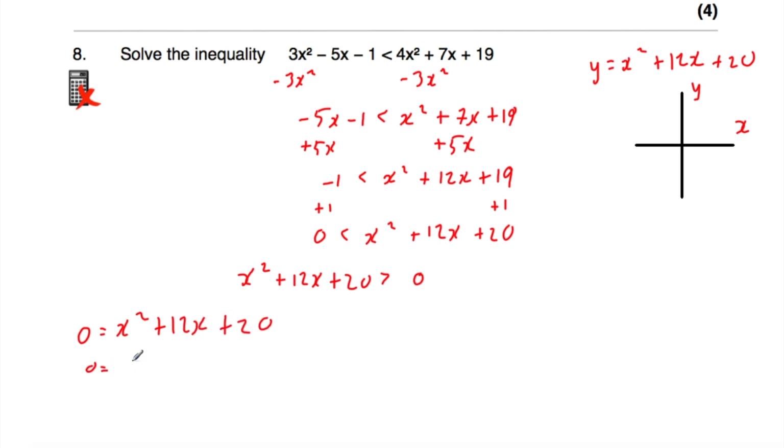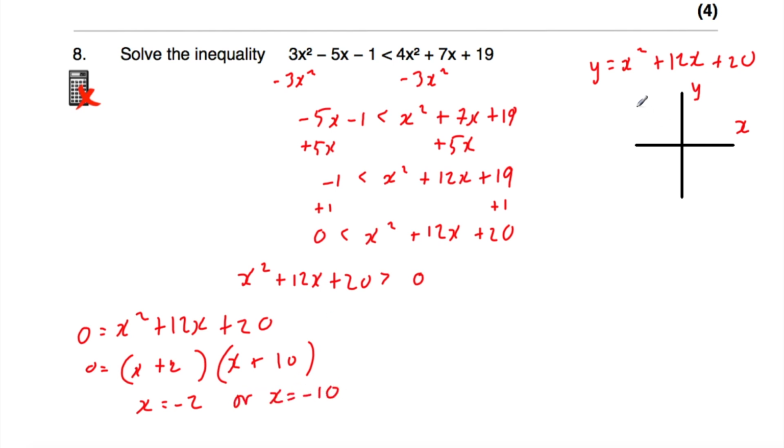So if we factorize this right-hand side, we're going to have x, and we want to find two numbers that multiply together to be 20 and add together to be 12. So I'm thinking plus 2 and plus 10, because 2 times 10 is 20 and 2 plus 10 is 12. Okay, so that means that either x is equal to negative 2 or x is equal to minus 10.